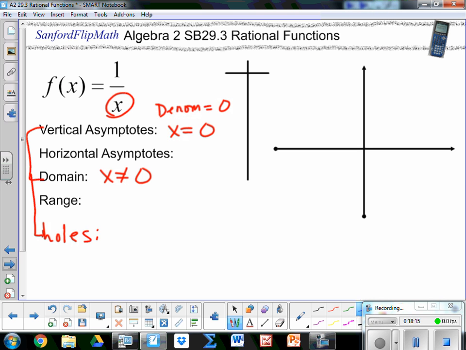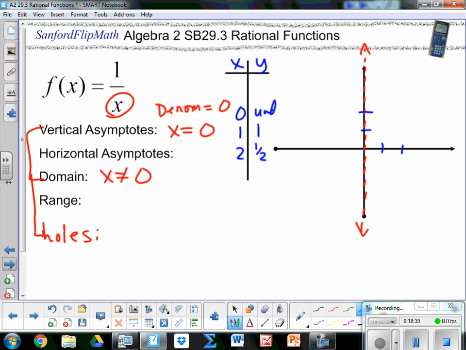Horizontal asymptotes are a little more tricky to find, but let me also throw the vertical asymptote on the graph. What we do is we represent this by a dotted vertical line. To get a little graph going here, I'm going to put in a few points. We already know 0 gets us undefined. If I do 1 over 1, it's 1. If I do 1 over 2, it's 1/2 or 0.5.